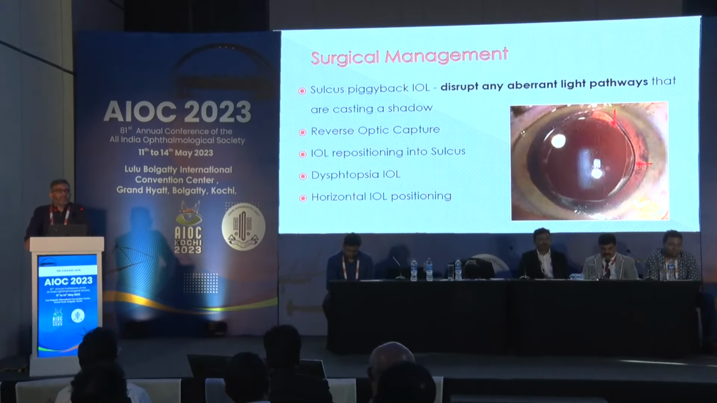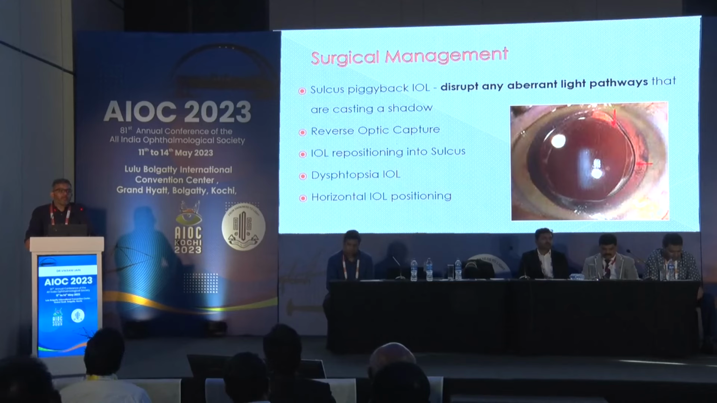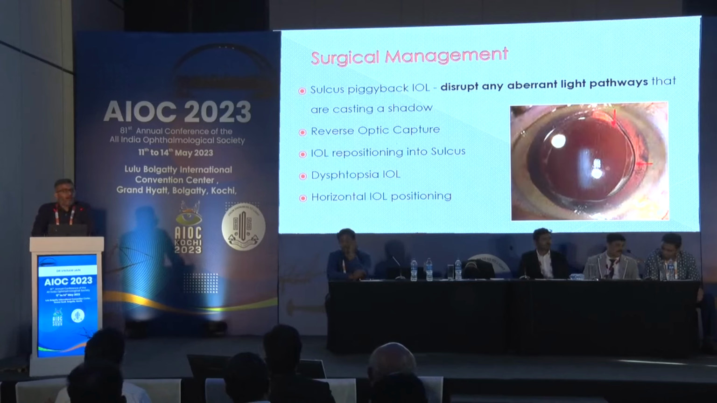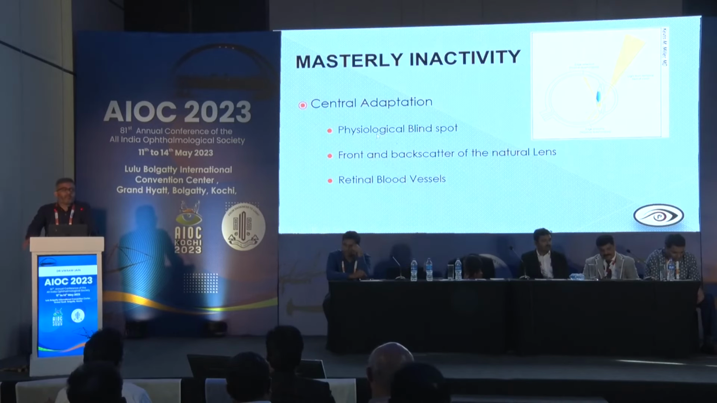Surgical management, if necessary, would involve putting a piggyback IOL in the sulcus so that this problem of unrefracted rays is not there. You're going to be blocking off some rays in between them, or doing a reverse optic capture by getting the optic of the IOL into the sulcus, or repositioning the entire IOL in the sulcus. There were certain IOLs which were described known as a dysphotopsia IOL, wherein you're supposed to tuck the anterior capsule into the ridge of the IOL. However, most of the time, just masterly inactivity does the best job.